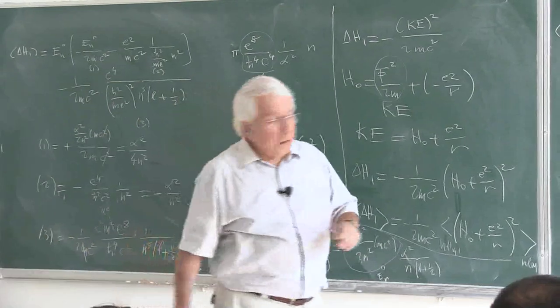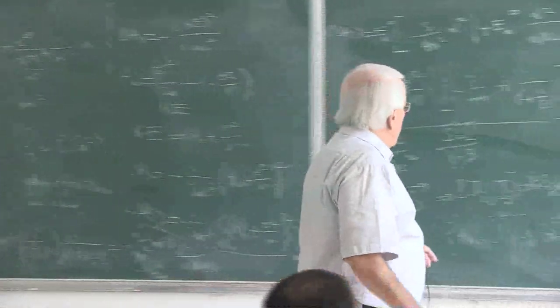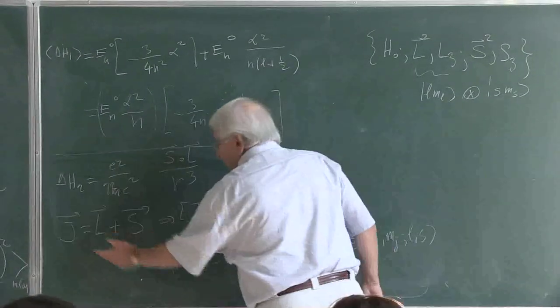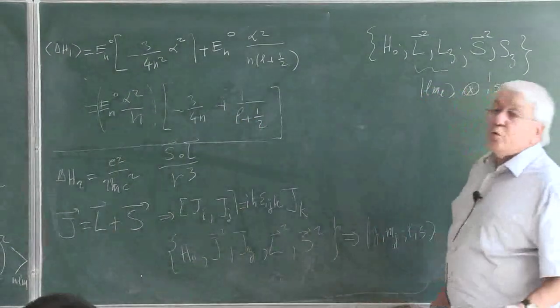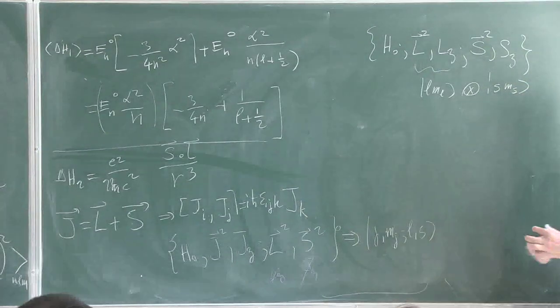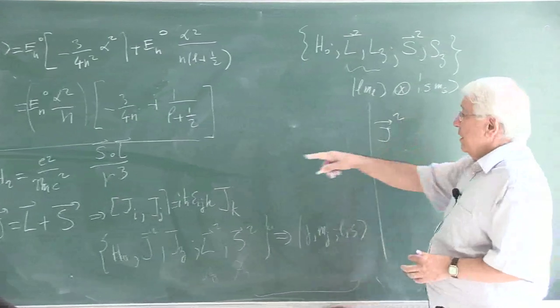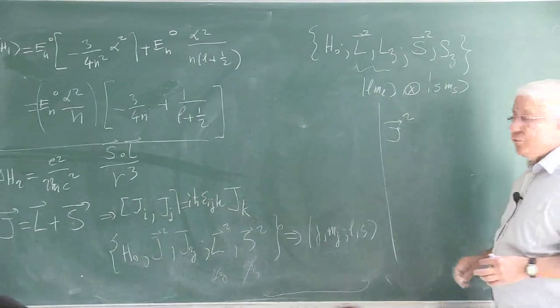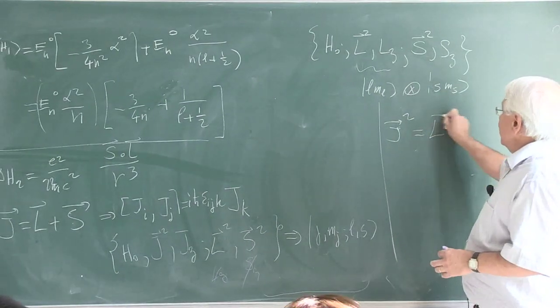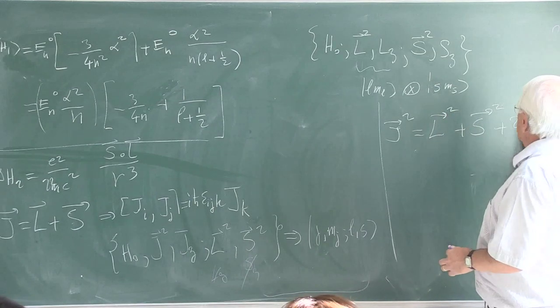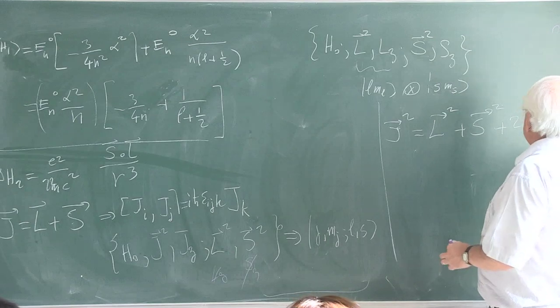But fortunately, it does, for the following reason. S dot L is obviously contained in the square of that J operator. Let's demonstrate it. If I take J squared, the total angular momentum squared, it is L squared plus S squared plus twice L dot S.